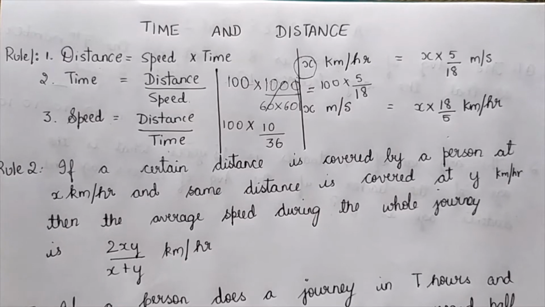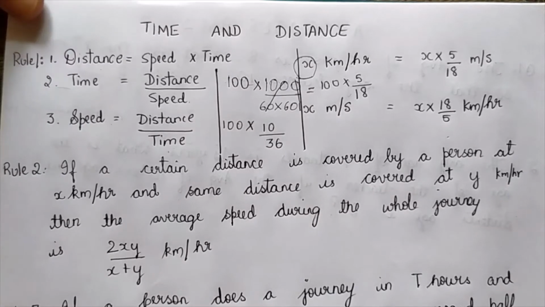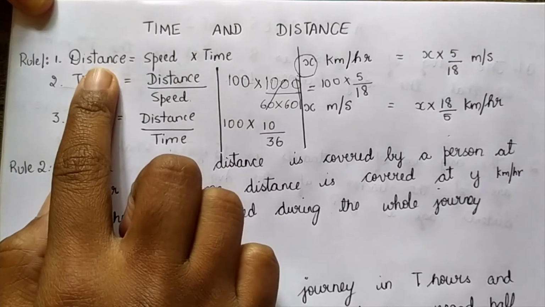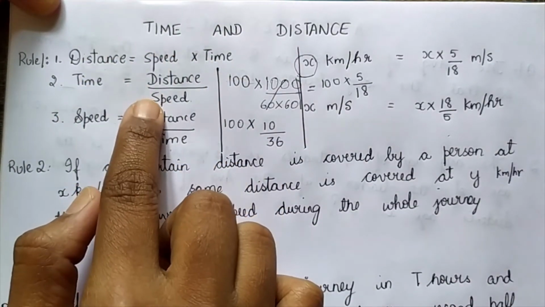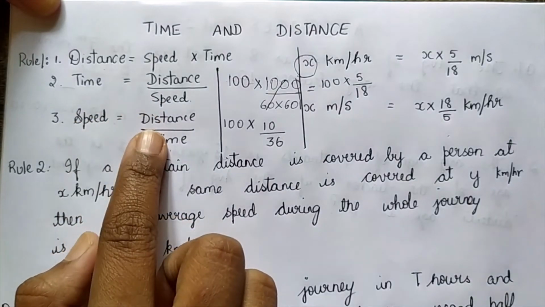Let's start with the topic time and distance. The most basic formula you need to keep in mind is distance equal to speed into time, time equal to distance by speed, and speed equal to distance by time.